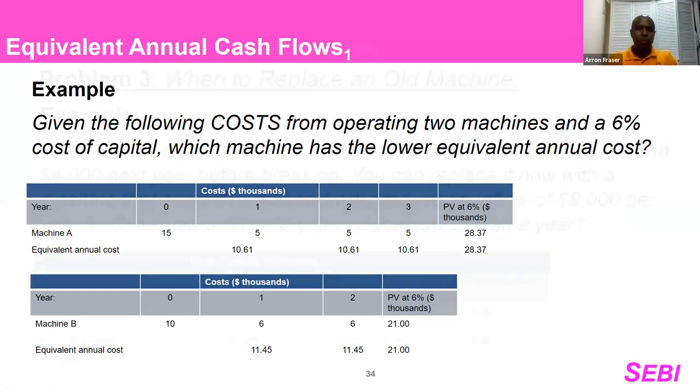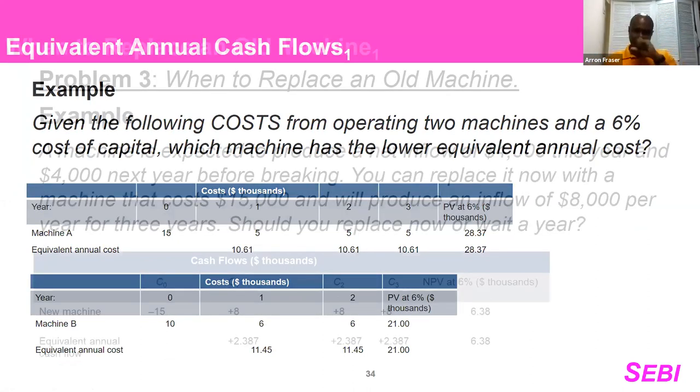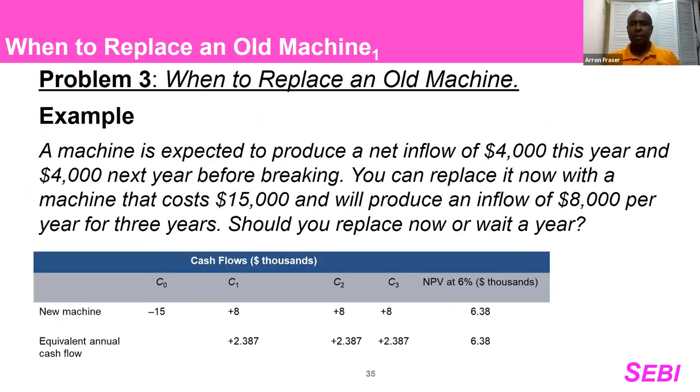All right, so when to replace an old machine, problem 3. In this example, we're told the machine is expected to produce a net inflow of 4,000 this year and next year before breaking. You can replace it now with a machine that costs 15,000 and will produce an inflow of 8,000 per year for 3 years. Should you replace it now or wait a year?